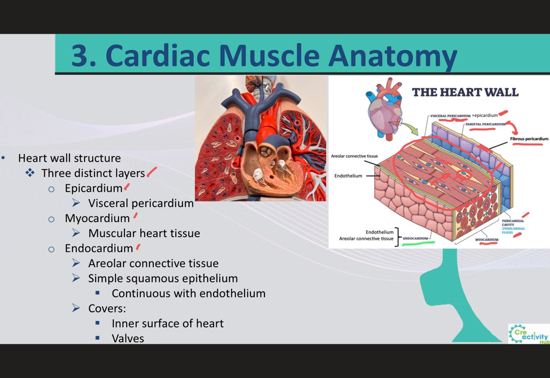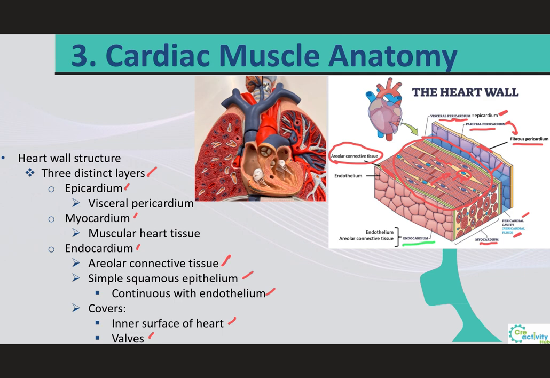Endo means in or within. Therefore, it is the internal layer of the heart wall. In fact, it will be continuous with the endothelium, therefore made of simple squamous epithelium. It will also contain a thin layer of fat that's formed by the areolar connective tissue, as we can see from the image as well. Since it is the most internal layer, it makes sense that it will cover the inner surface of the heart in addition to the valves as well.